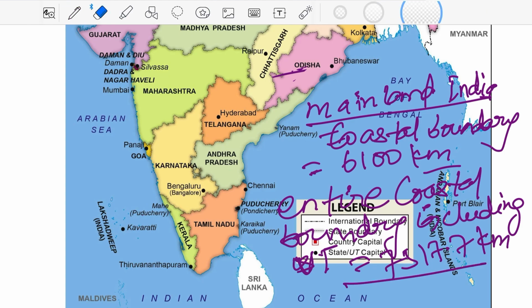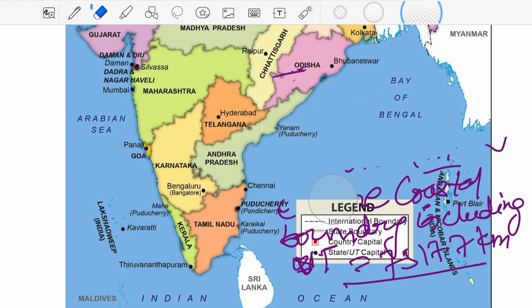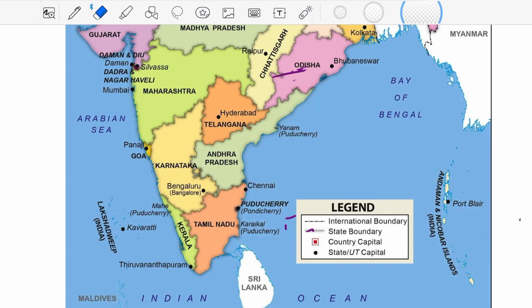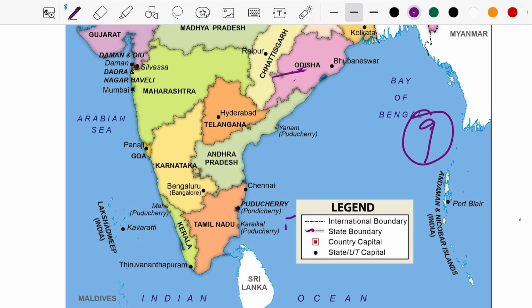Okay, next we'll talk about how many states have a coastal boundary. So in total 9 states have a coastal boundary. Okay, so the next question that comes, and sometimes in the exams it is asked, is which states have the largest coastal boundary. We'll talk in decreasing order, which has the largest one, then less than that, and then in the last the least one.